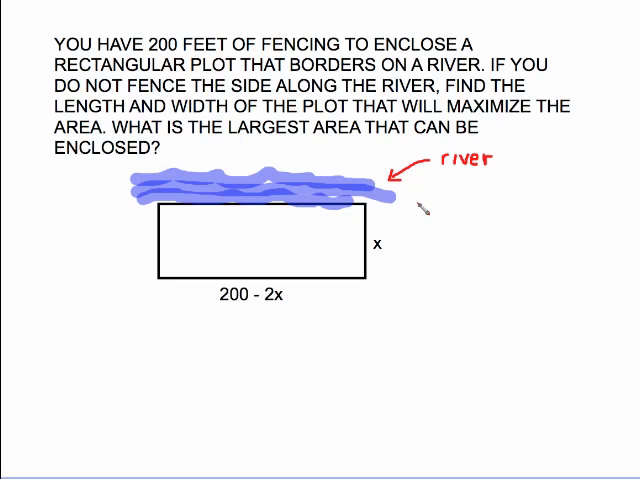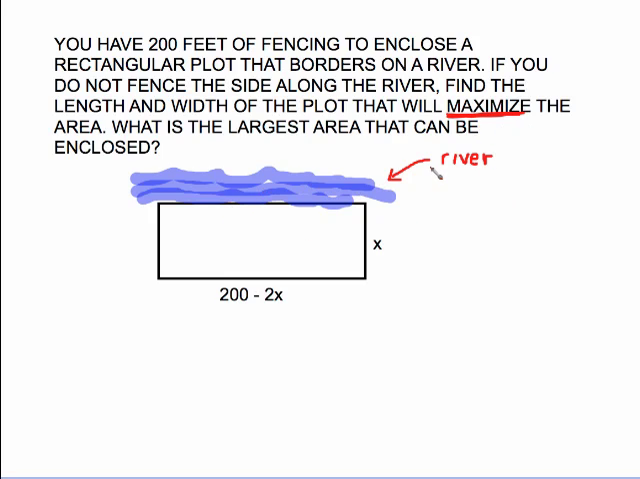There's one type of word problem we're going to look at that involves this area stuff, and it's this. You have 200 feet of fencing to enclose a rectangular plot that borders on a river. If you do not fence the side along the river, find the length and width of the plot that will maximize the area. When you see the word maximize or minimize, that says we're talking about a parabola and we're talking about finding the vertex. Of course, when you get to calculus, there's other ways to find max and min, but for us, it's a matter of finding the vertex.